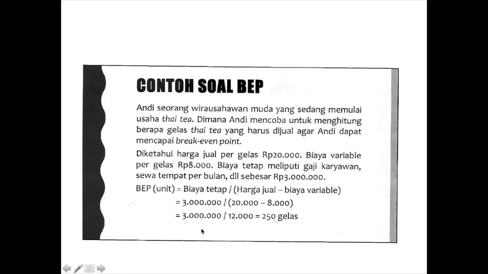In this example, because 3 million is the fixed cost per month, your break-even point is 250 units, or in this case, cups, per month. But as a business person, you always want to calculate it per day. So you divide by 31 days, or 30 days, or 28 days, or 29 days, depending on the month.